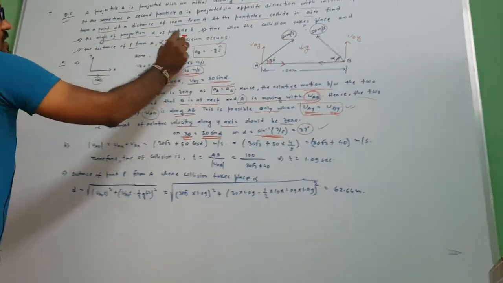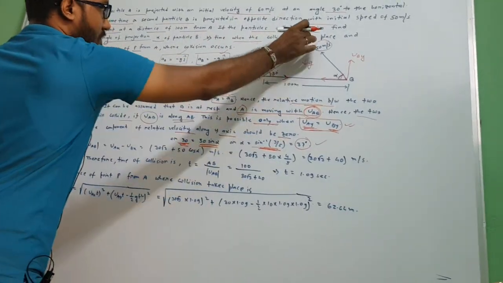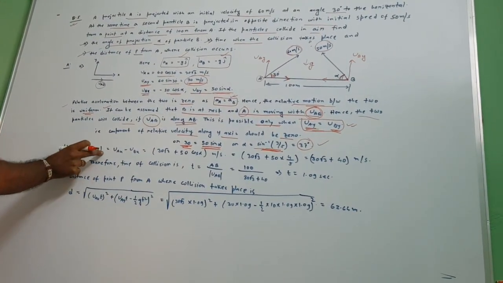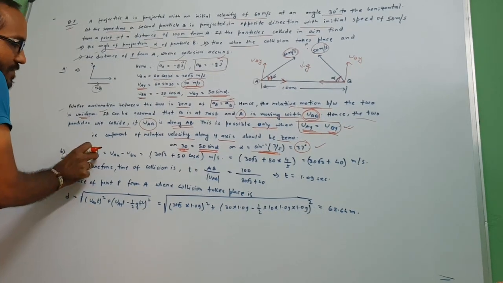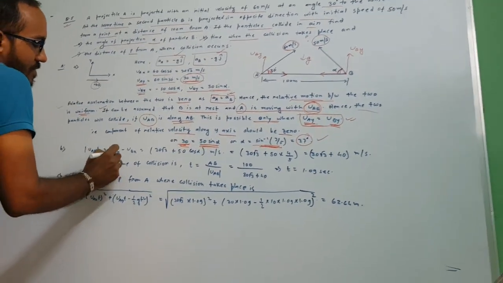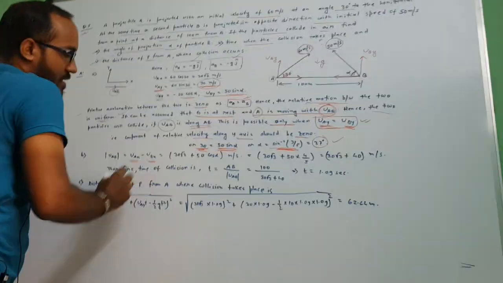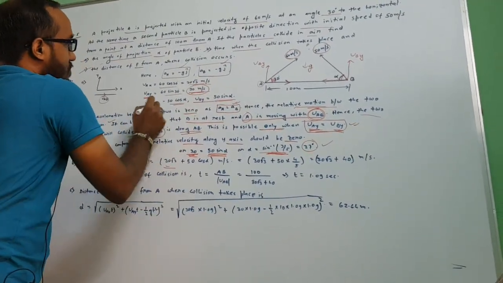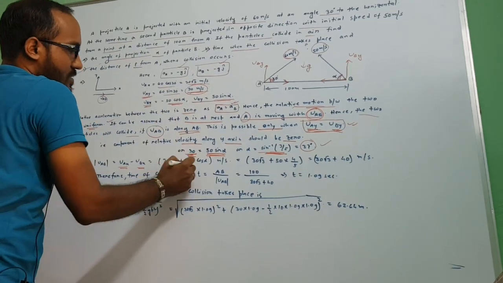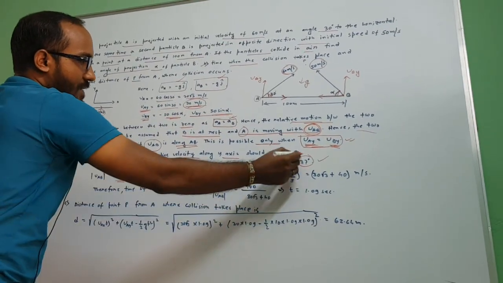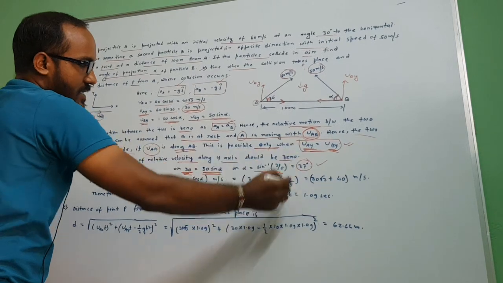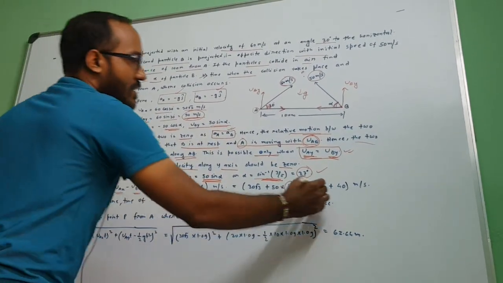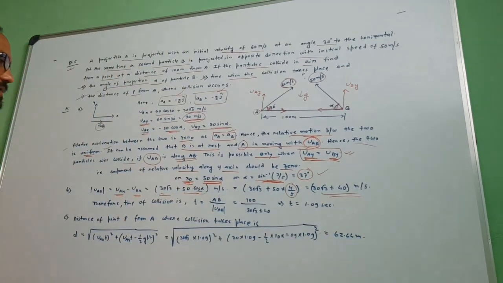Now the second question is the time when the collision takes place. Let us find the magnitude of the relative velocity uab, that is the mod of uax minus ubx. uax is 30 root 3, and ubx is minus 50 cos alpha, so it will be plus 50 cos alpha. Cos 37 degrees is 4 by 5. Calculate, you will get 30 root 3 plus 40 meter per second.